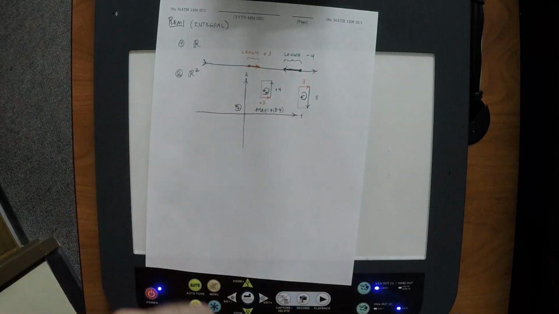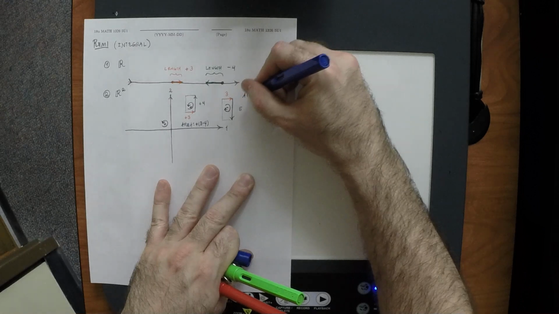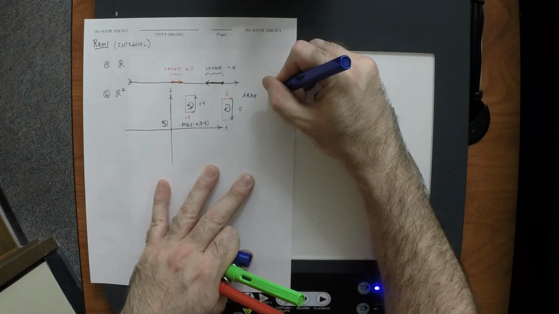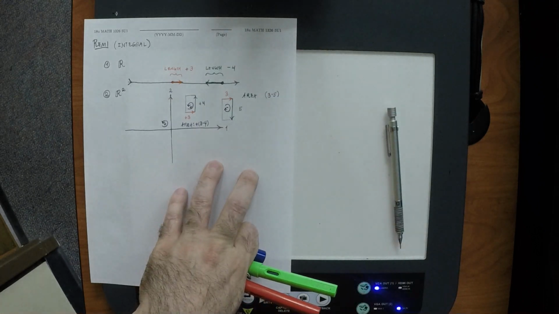All right. So then, as a result, the area of this is 3 times 5, which is of course 15. But what sign are we going to assign to it?